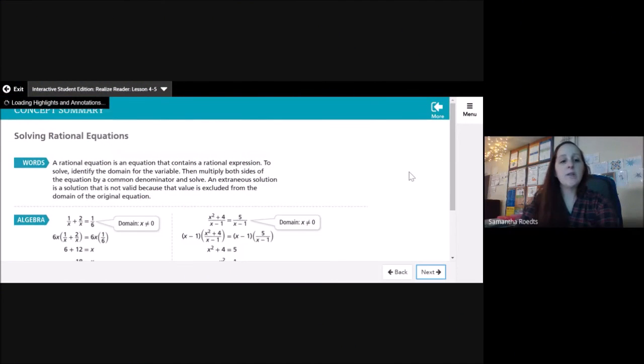Great, concept summary. Solving rational equations. In words, a rational equation is an equation that contains a rational expression. To solve, identify the domain for the variable. Then multiply both sides of the equation by a common denominator and solve. An extraneous solution is a solution that is not valid because the value is excluded from the domain of the original equation. Remember, it makes that denominator 0. So if it makes the denominator 0, it's an extraneous solution. No dividing by 0, bad things happen.